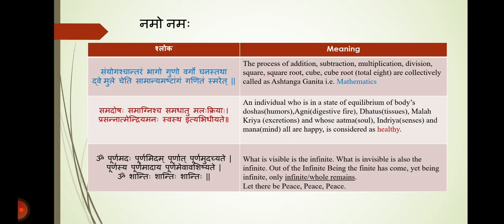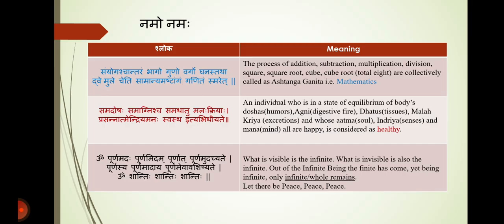The process of addition, subtraction, multiplication, division, these are the four basic arithmetic operations, and the other four are square, square root, cube, and cube root. So how easily one can give what are the requirements of a common man by just two lines. So this is the beauty of Sanskrit language. In less number of words, much of the information can be conveyed.